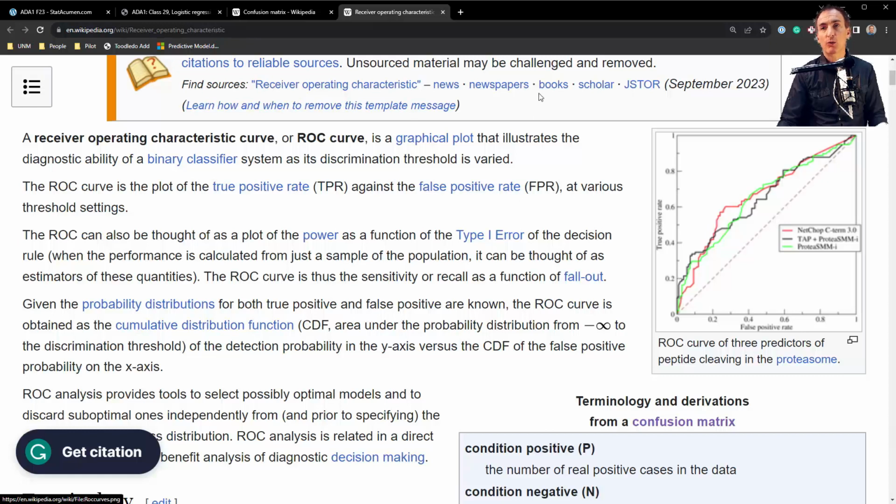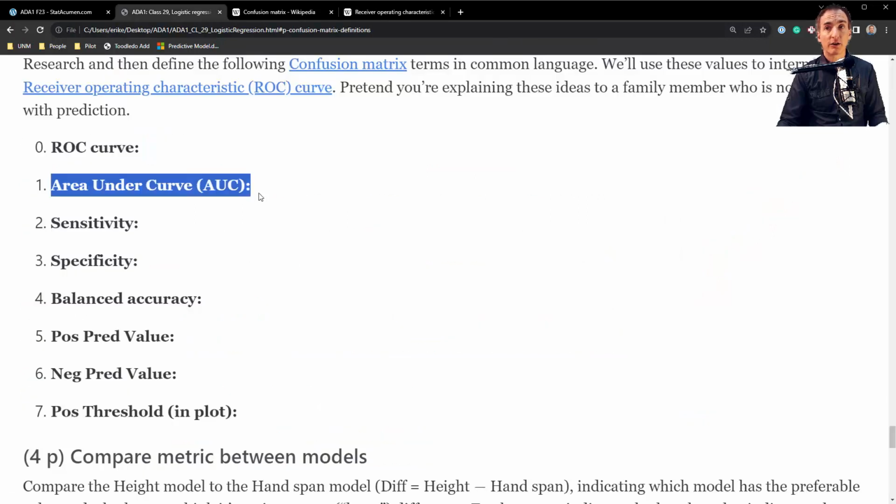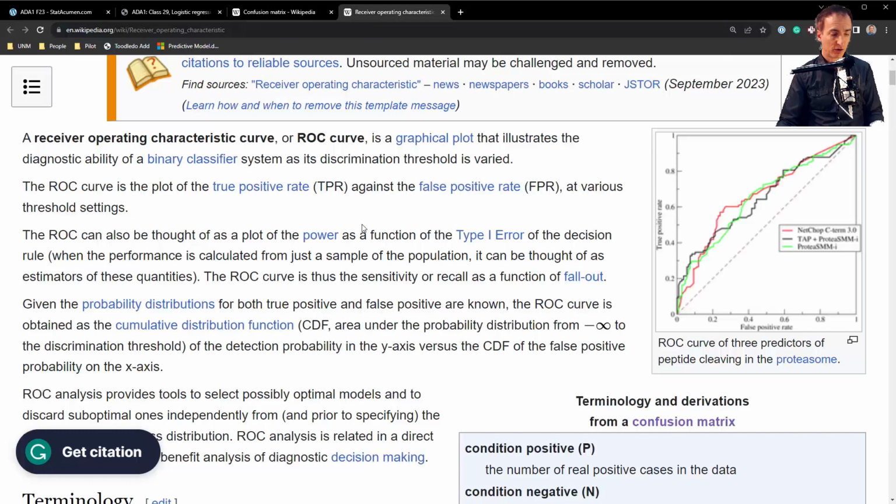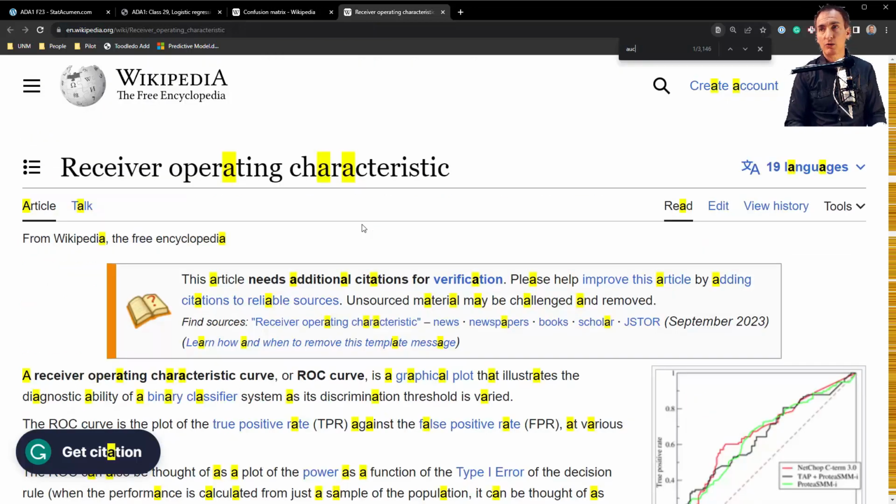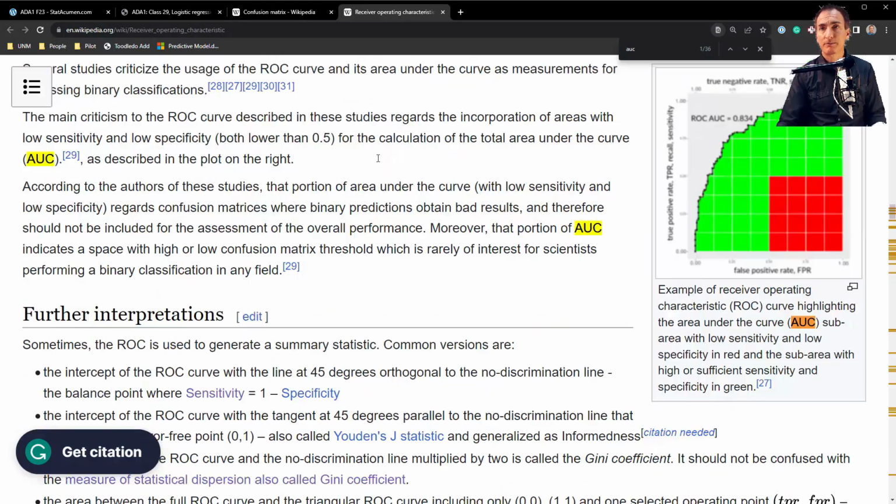All right. Now, we can calculate things from that curve. The next thing is going to be area under the curve. So let's look for AUC, area under the curve.